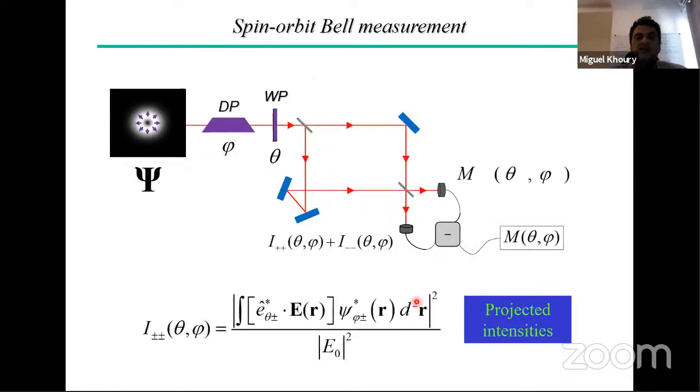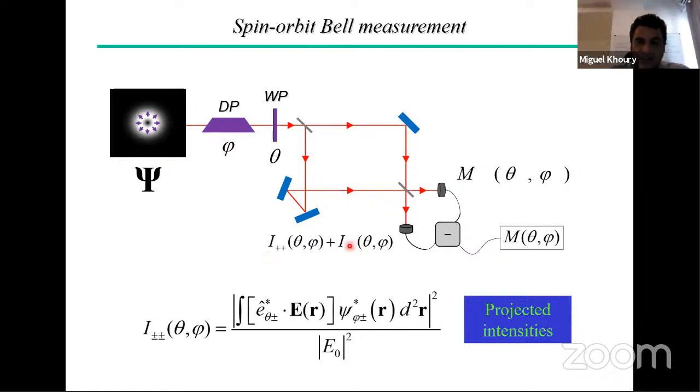If you precede this interferometer with a Dove prism that makes rotation in the spatial part and wave plates that make rotations in the polarization part, then by varying independently the angles theta and phi, you will have the difference between the projected intensities. Here there is a misprint. This should be, actually I don't know what happened, but it should be plus plus minus minus here and plus minus minus plus here. There is some misprint.